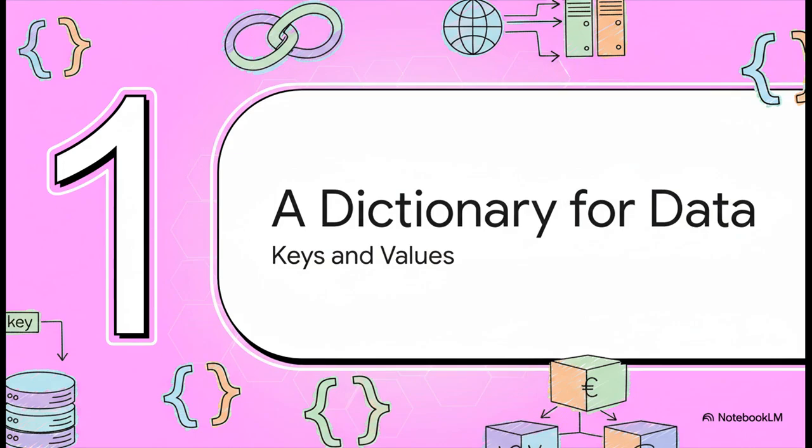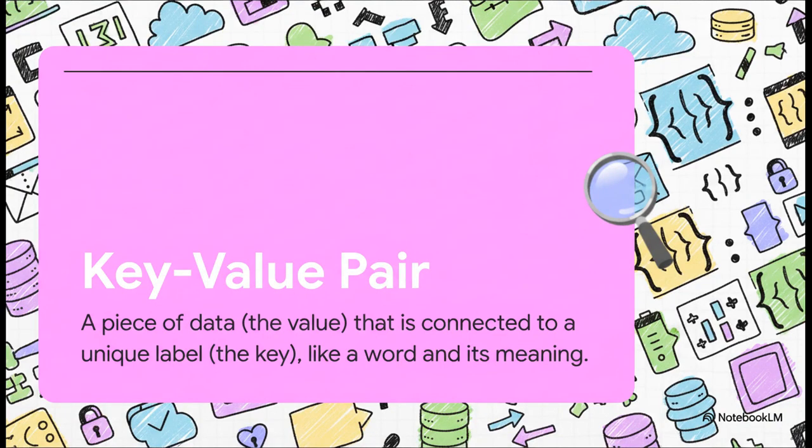Okay, so that idea of labeled data, that's exactly what a Python dictionary is all about. It's not just a simple list of items. No, it's a way to store information where things are connected, where they have a relationship. So the core, the absolute building block of any dictionary, is what we call a key-value pair. And honestly, the best way to think about it is, well, a real dictionary. The key is the word you look up, right? And the value is its definition. It's that simple. You give Python the key, and bam, it hands you back the value.